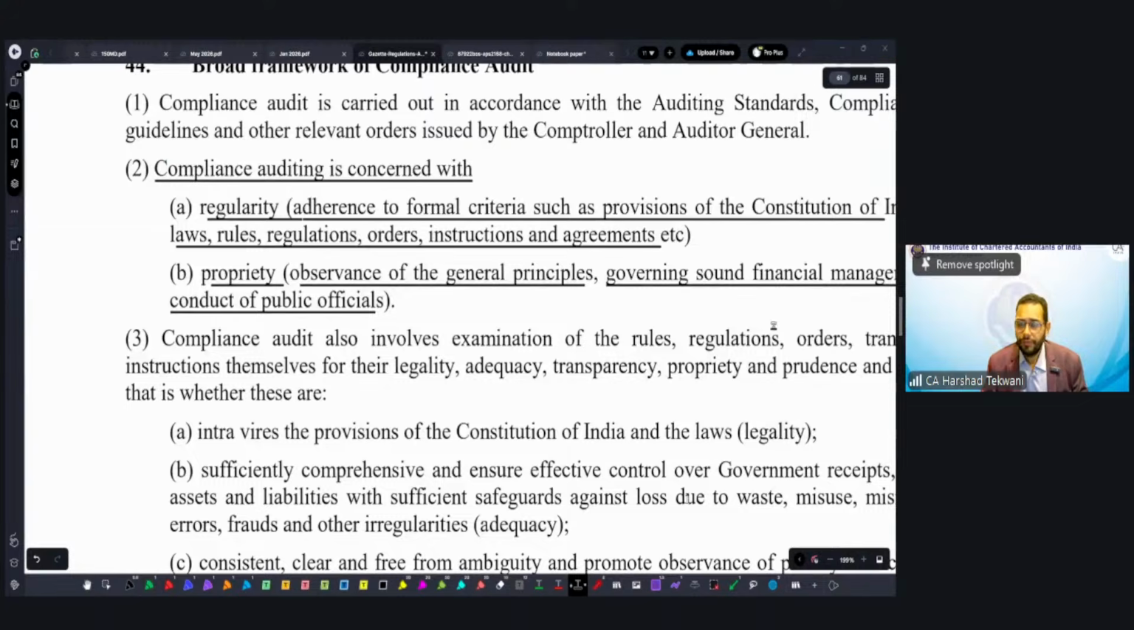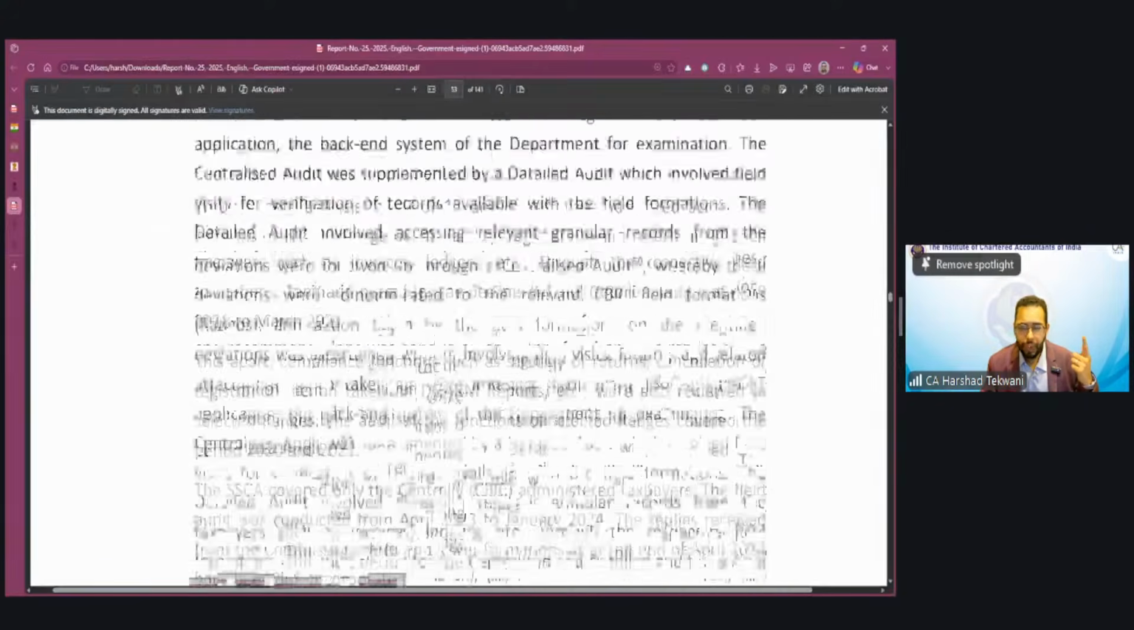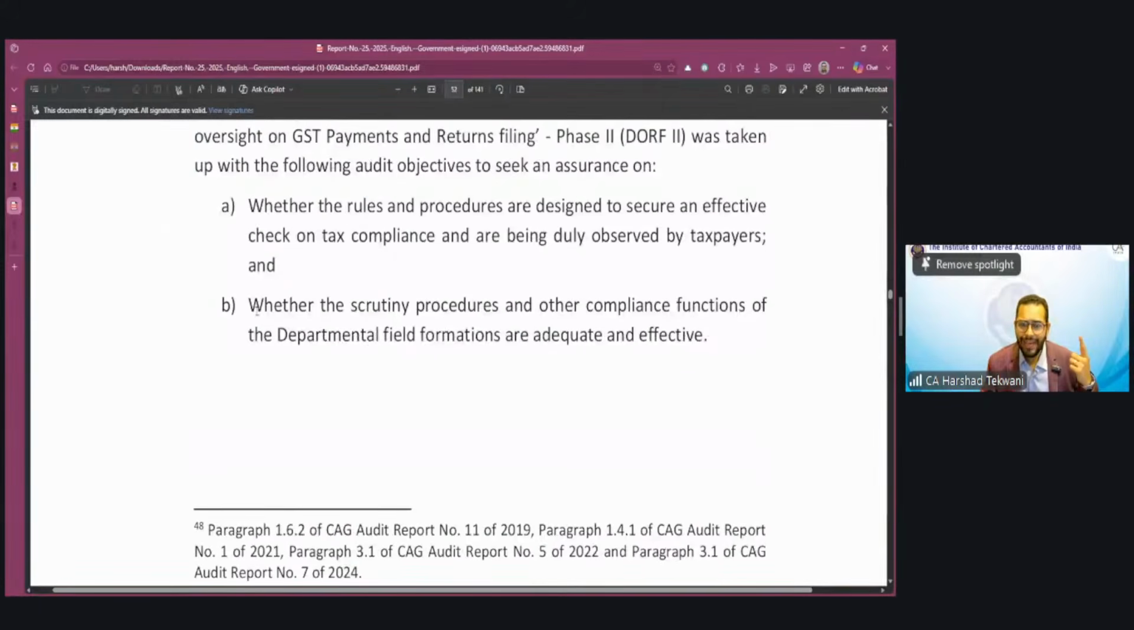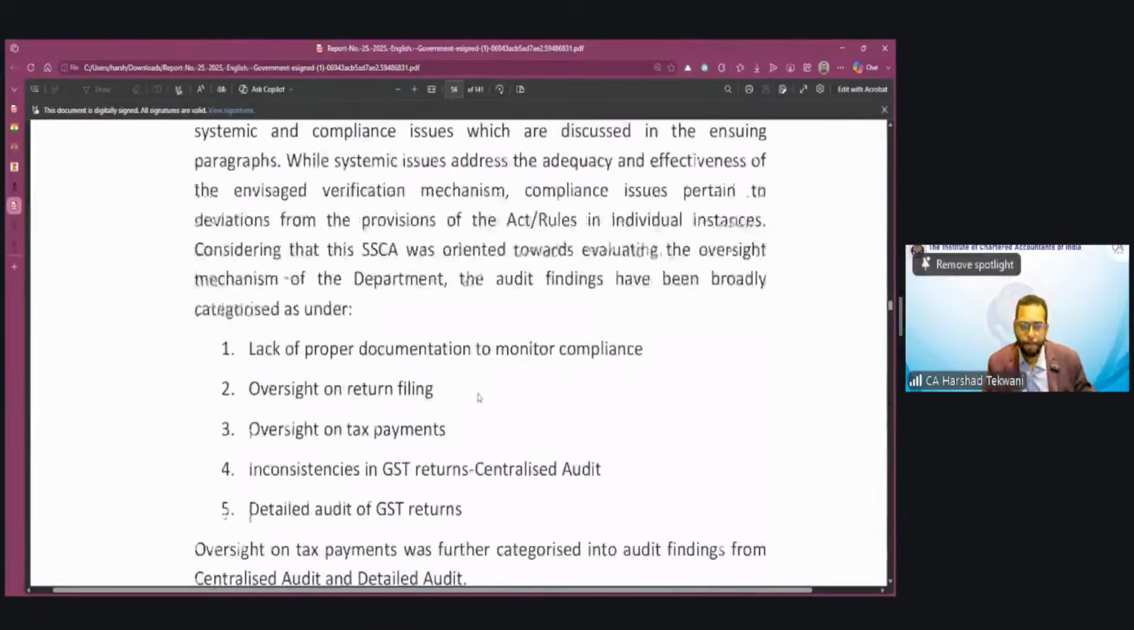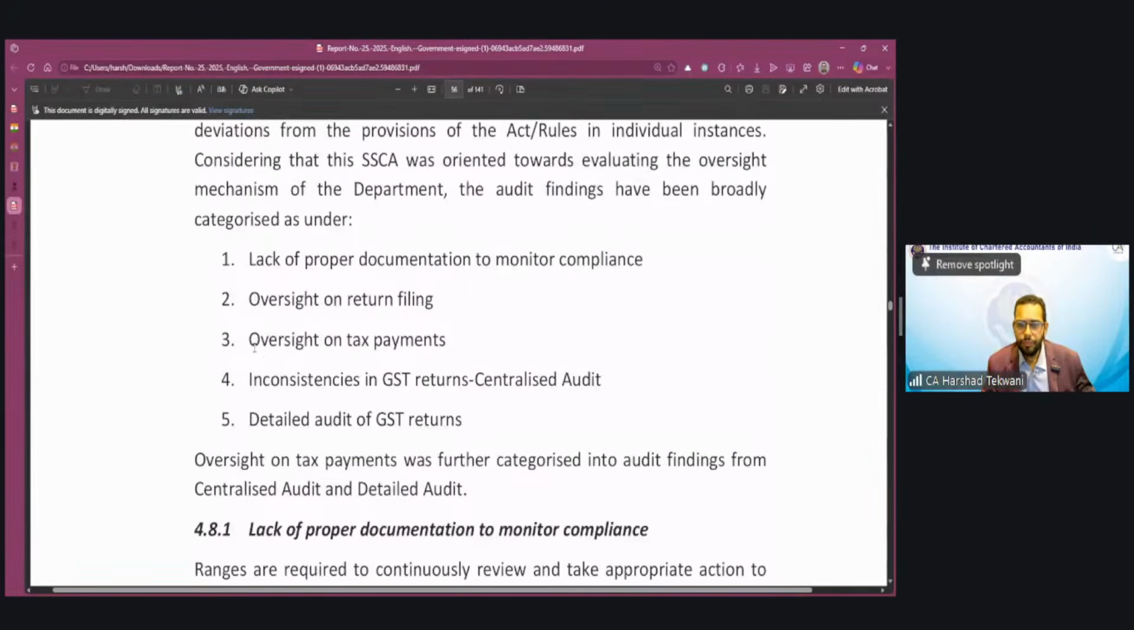If we go back to the report itself, can we say this is something proprietary in nature, that the scrutiny procedures and other compliance functions of the departmental field formations are adequate and effective? And if I just show you, see: lack of proper documentation to monitor compliances, oversight on return filing, oversight on tax payments.